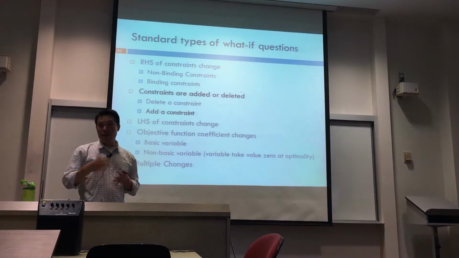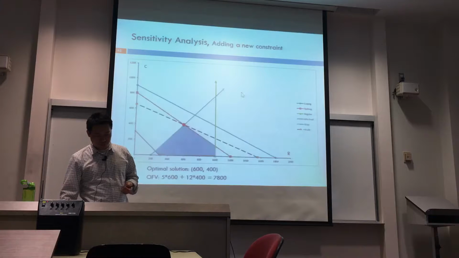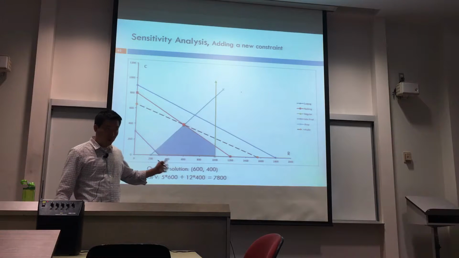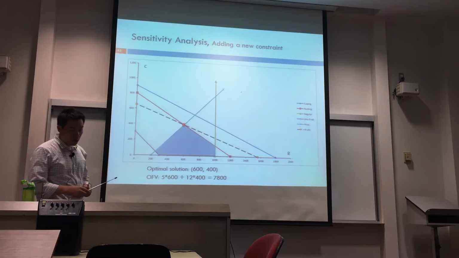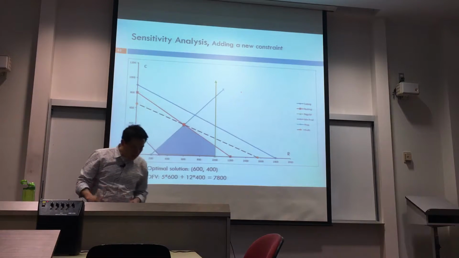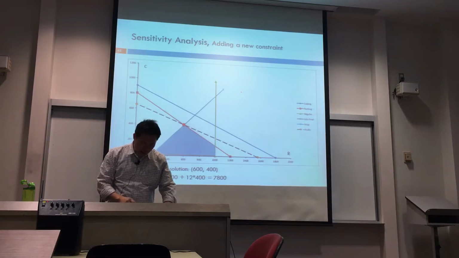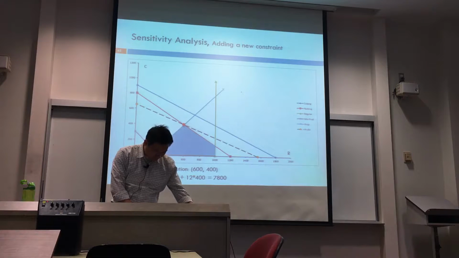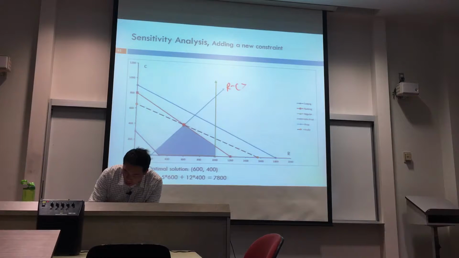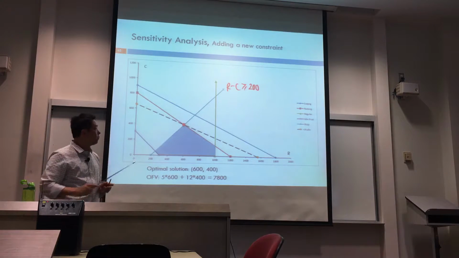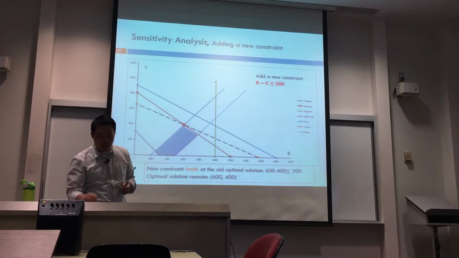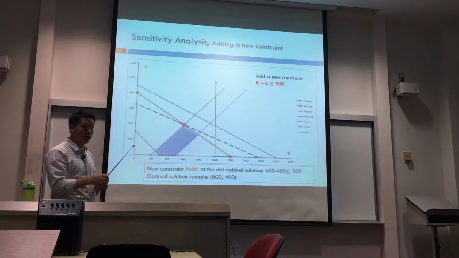So what if you add a constraint? You add a constraint. So this is what we had, right? And this particular line, if you remember, is R minus C. Let me double check. This constraint is R minus C larger than or equal to 200. Now, if I add a new constraint, which says R minus C is less than or equal to 500, okay?